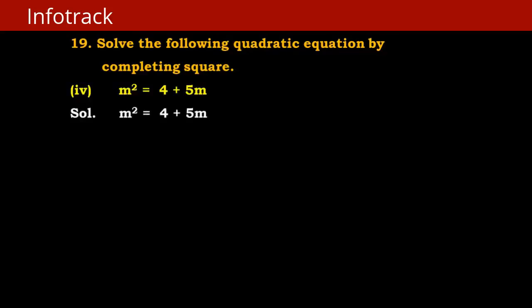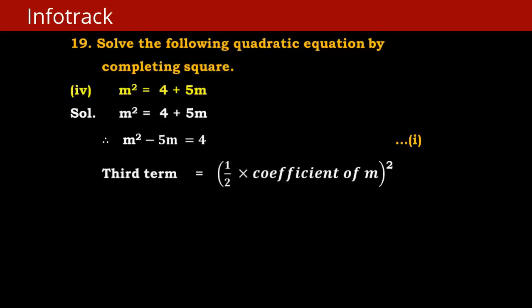See, the coefficient of square term is 1 and the constant term is at RHS. But 5m you have to bring to LHS. So m square minus 5m is equal to 4. Equation number 1. Now we have to find the third term, half into the coefficient of m.